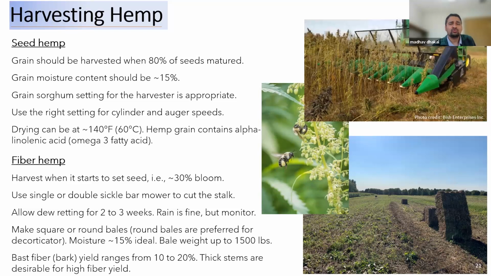They can be around 200 to 1,500 pounds. And the bast fiber, which is the bark, ranges about 10-20%. But that's the high number. I would say the 10 to 20% is from the retted samples, but from the green material, that's around 3 to 4%, if you are looking into how much bast fiber is there in your crop. Thick stems are desirable for high fiber yield.